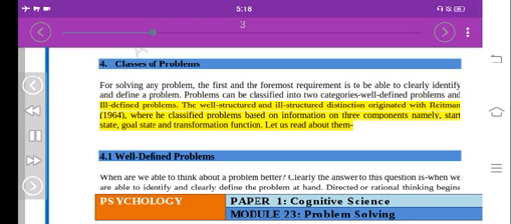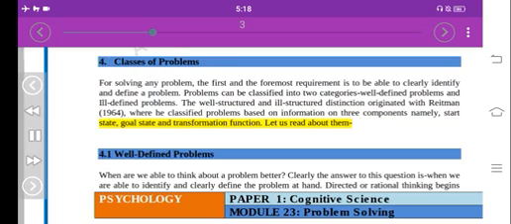The well-structured and ill-structured distinction originated with Reitman, 1964, where he classified problems based on information on three components, namely, start state, goal state and transformation function. Let us read about them.